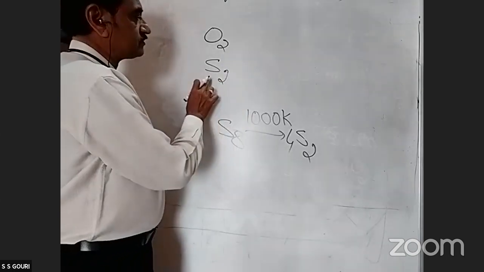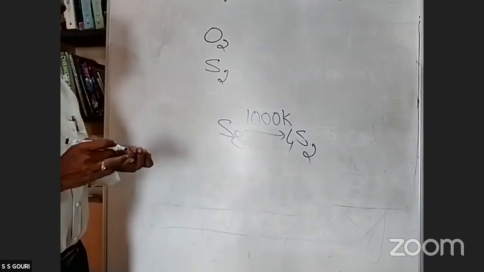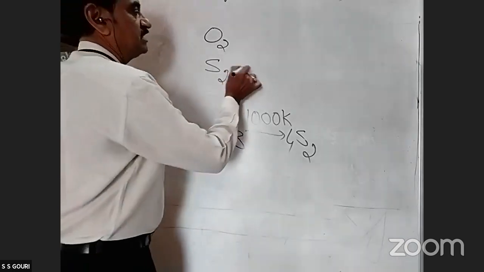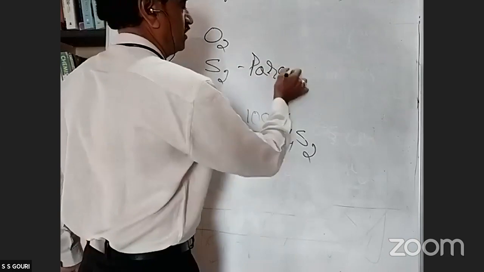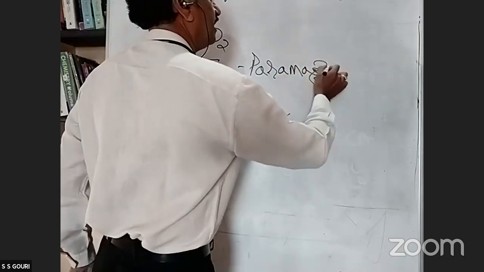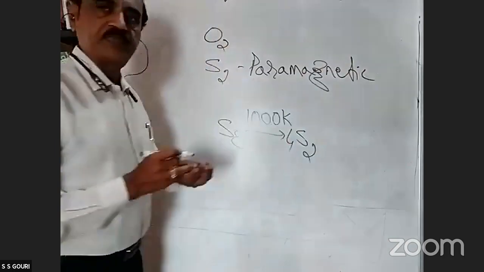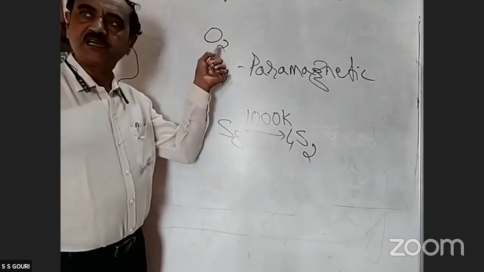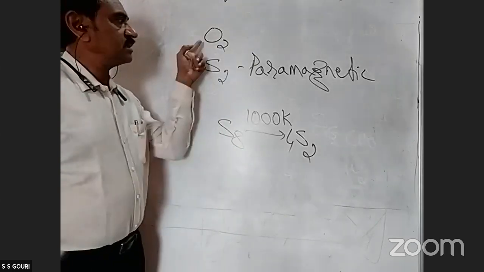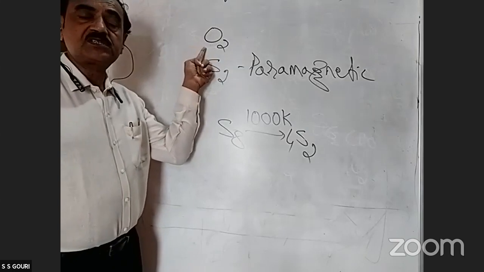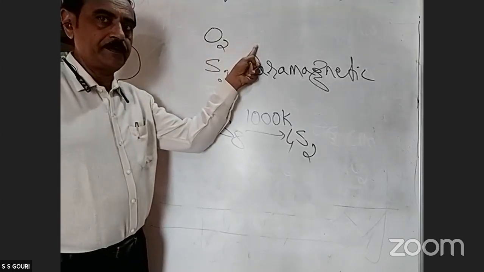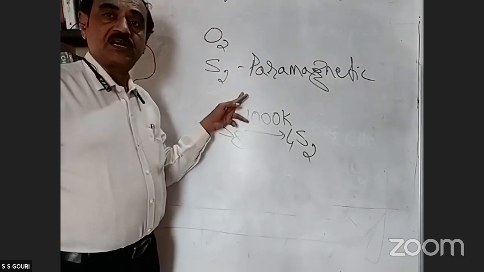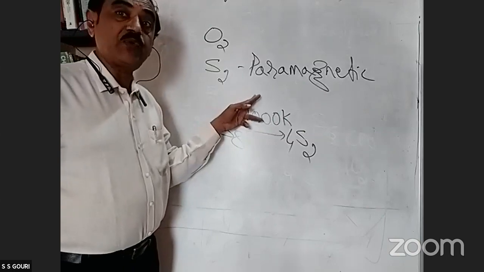And like oxygen, it is also paramagnetic in nature. S2 is paramagnetic in nature. Why it is paramagnetic in nature can be explained based on molecular orbital theory, which you have come across. In case of O2, it contains 2 unpaired electrons in pi star 2px and pi star 2py. This also has 2 unpaired electrons in pi star 3px and pi star 3py.